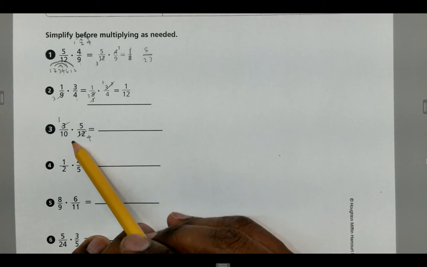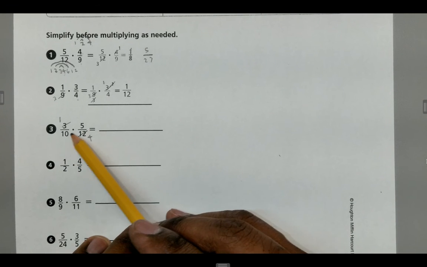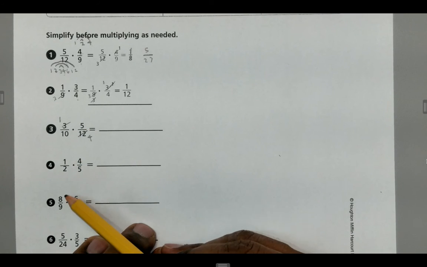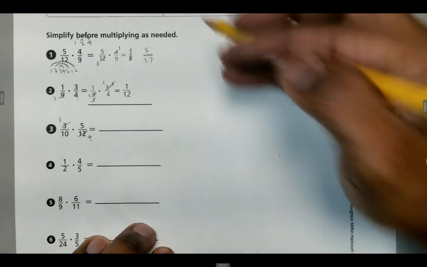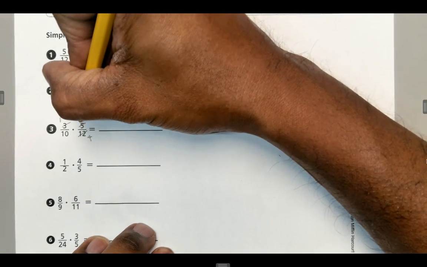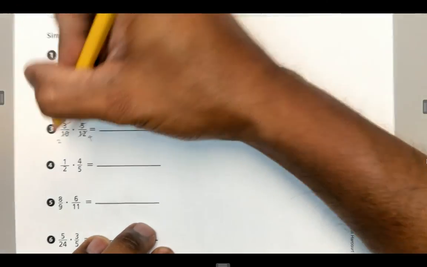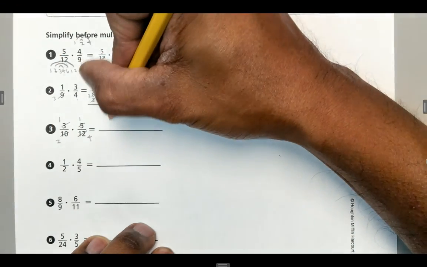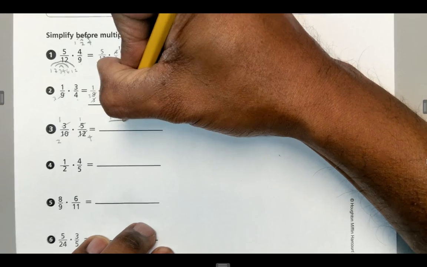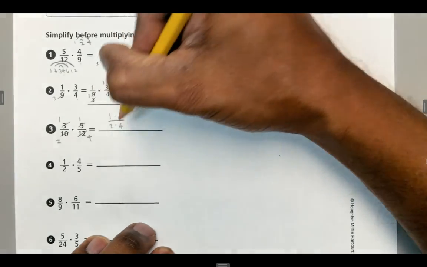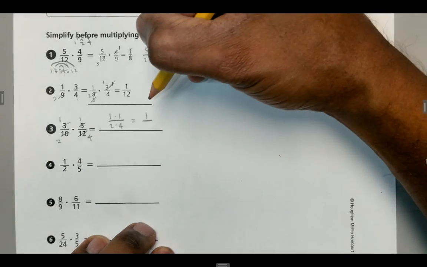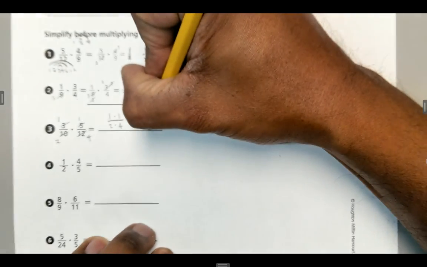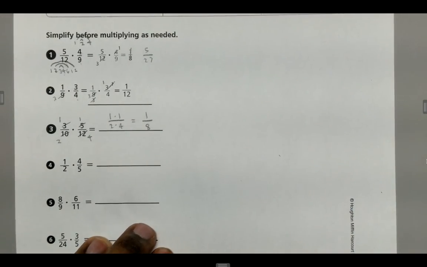Take a look at the other two numbers. Do 10 and 5 share a common factor? Yes, they do. 5 goes into each of these numbers. 5 goes into itself once. 5 goes into 10 2 times. And look how much we have simplified this. Now we have 1 times 1 across the top, which is plain old 1. 2 times 4 across the bottom, which is 8. Got a final answer of 1/8.